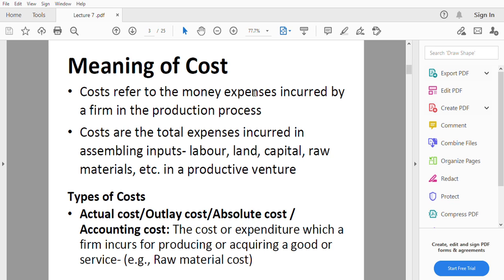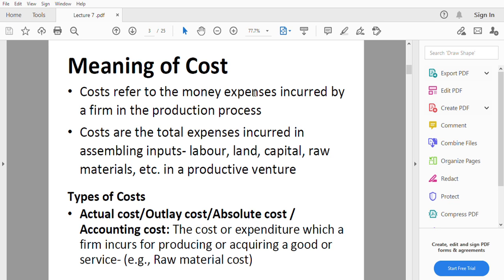Cost refers to the money expenses incurred by a firm in the production process. So basically that is cost. The money expenses are incurred by a firm in the production process. So costs are the total expenses incurred in assembling inputs, and you know the inputs of production. We have land, labor, capital, raw materials, you can add technology, entrepreneur, etc. in a production venture. So that is cost.